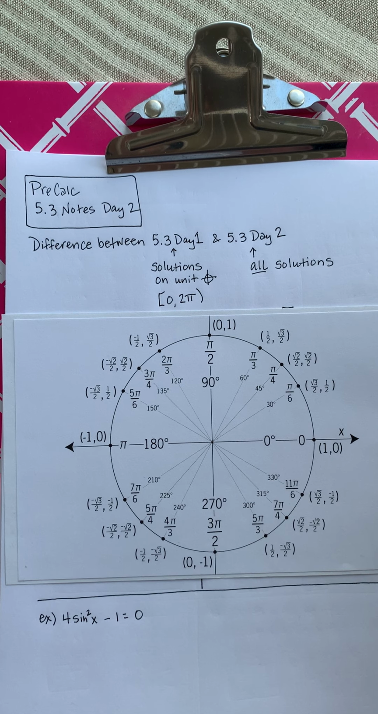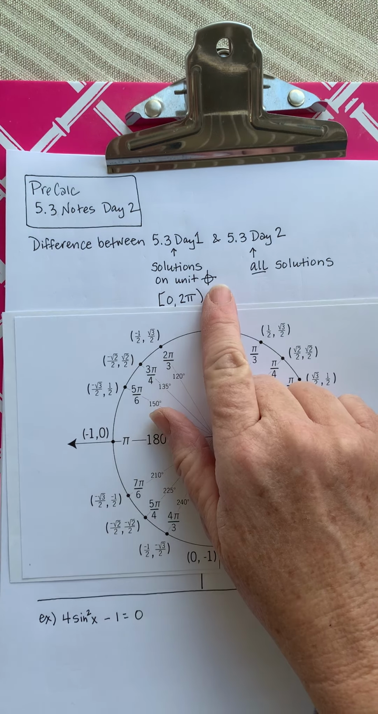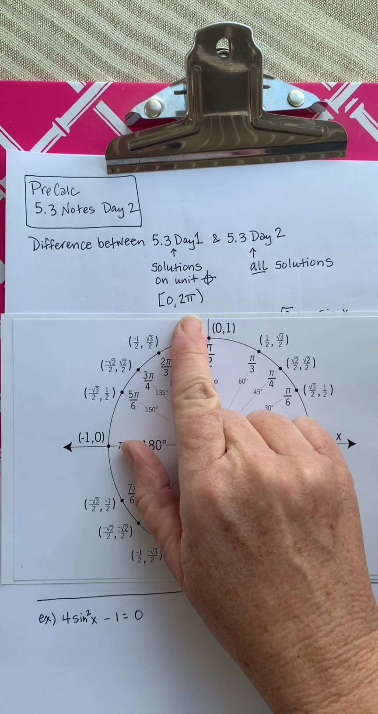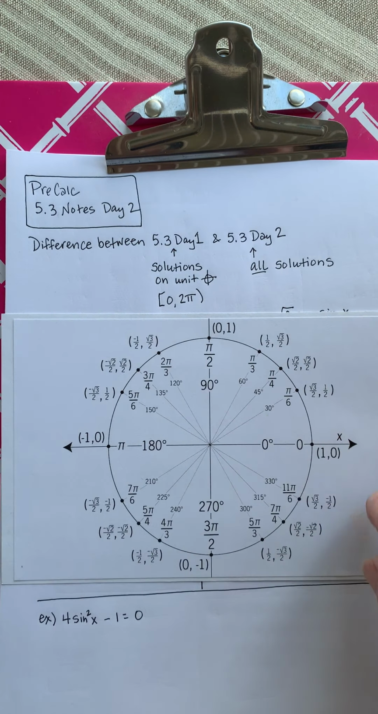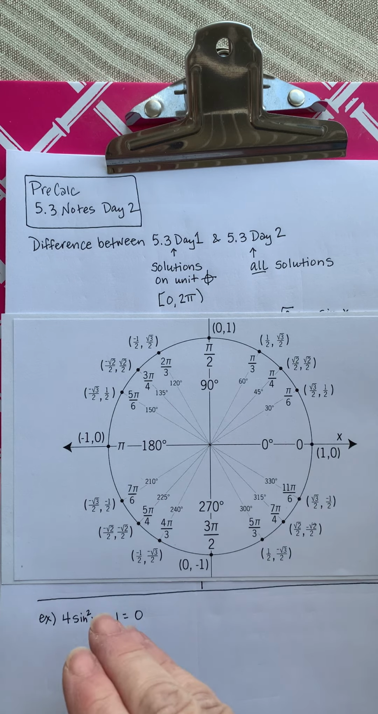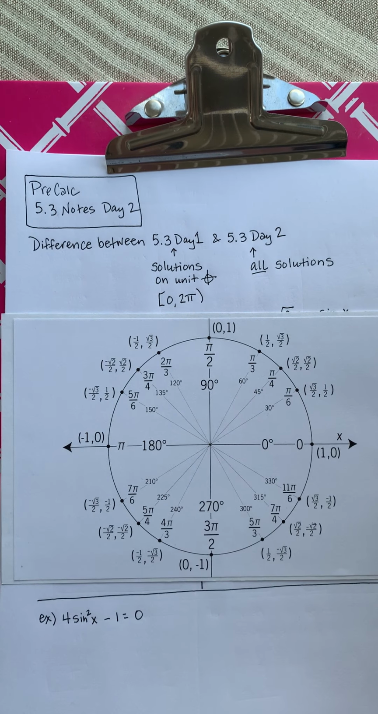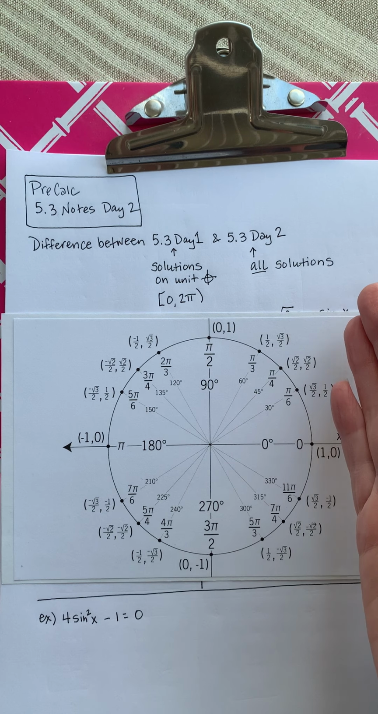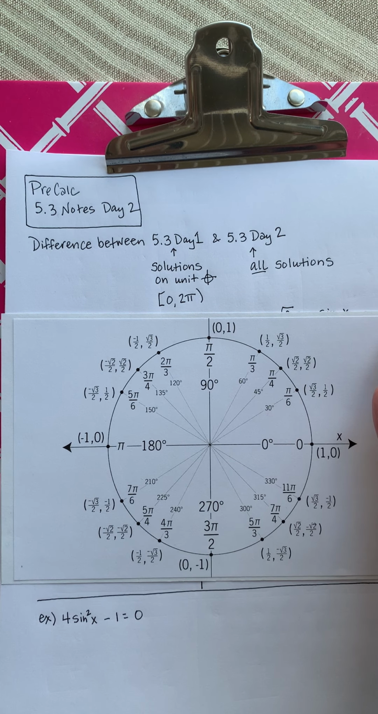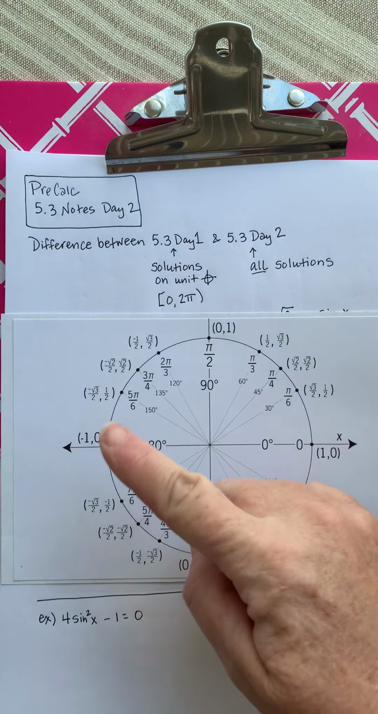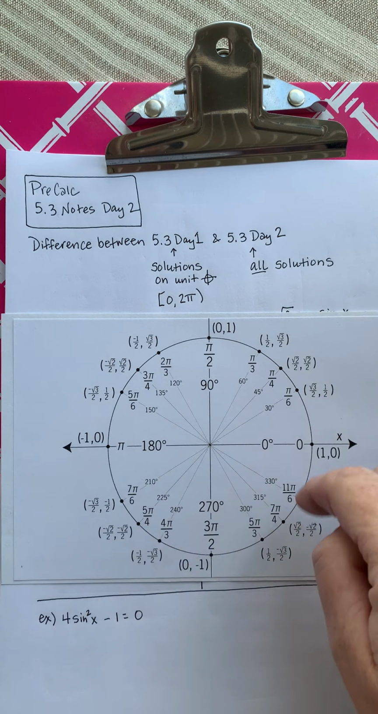The difference between 5.3 day 1 and 5.3 day 2 is that in 5.3 day 1, they were asking you to find the solutions that were on the unit circle, or in this interval, which is the same thing as saying on the unit circle. So they were saying, where are the answers that solve the equation that you have? Today they're going to say, we want all the solutions, not just on the unit circle, but anywhere.